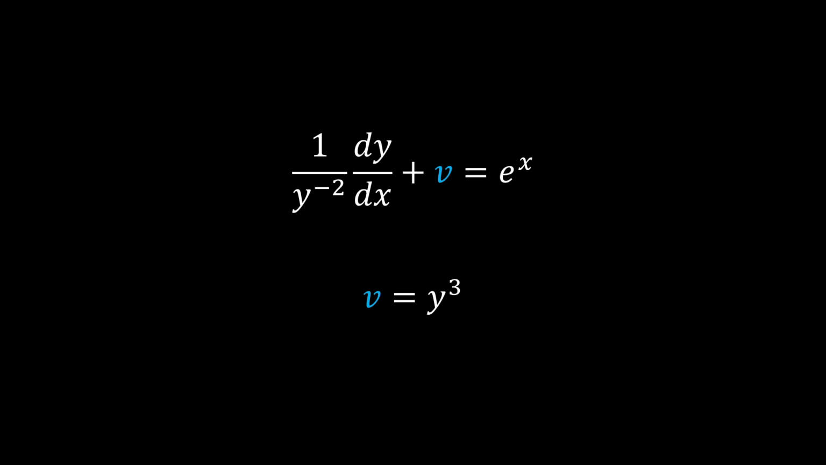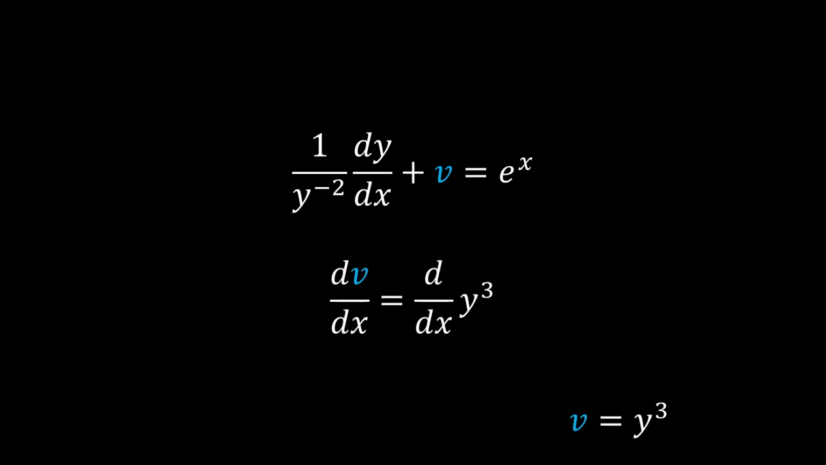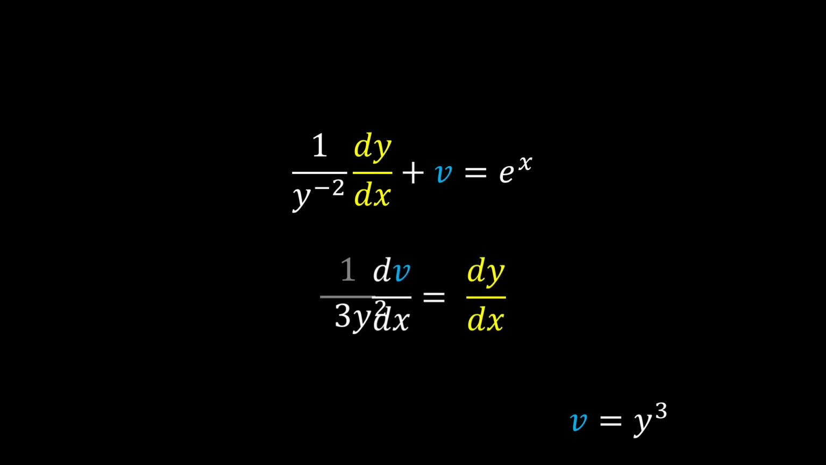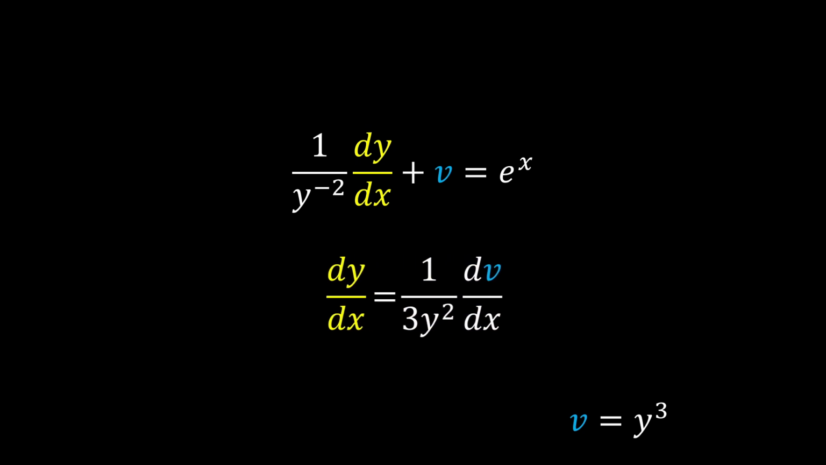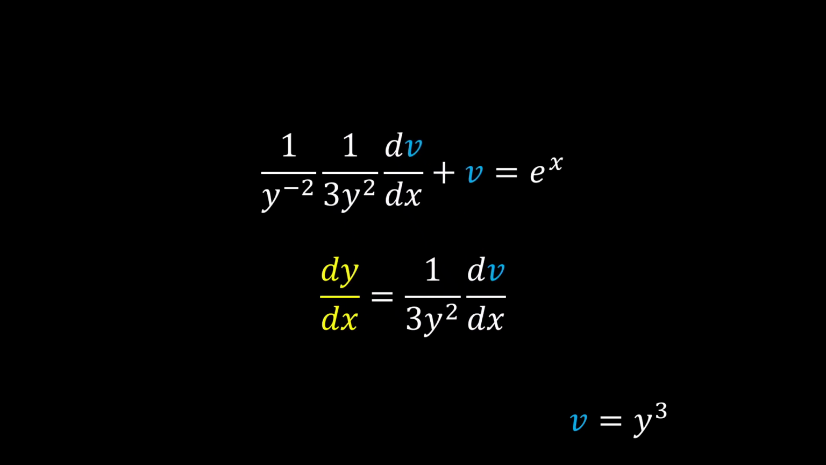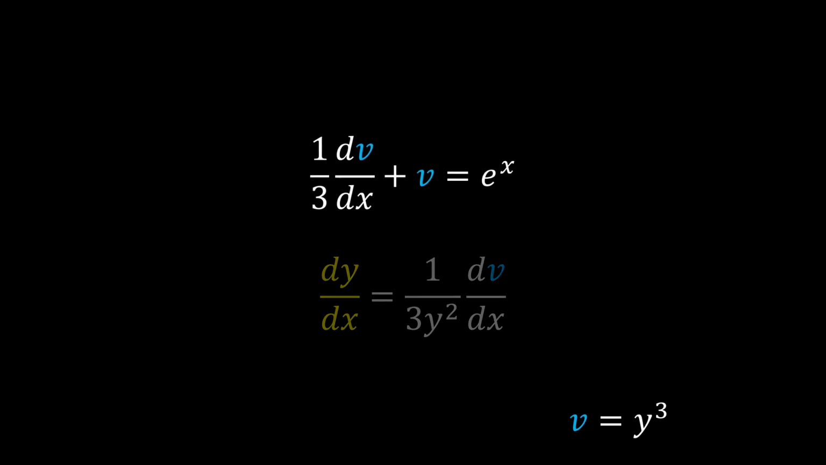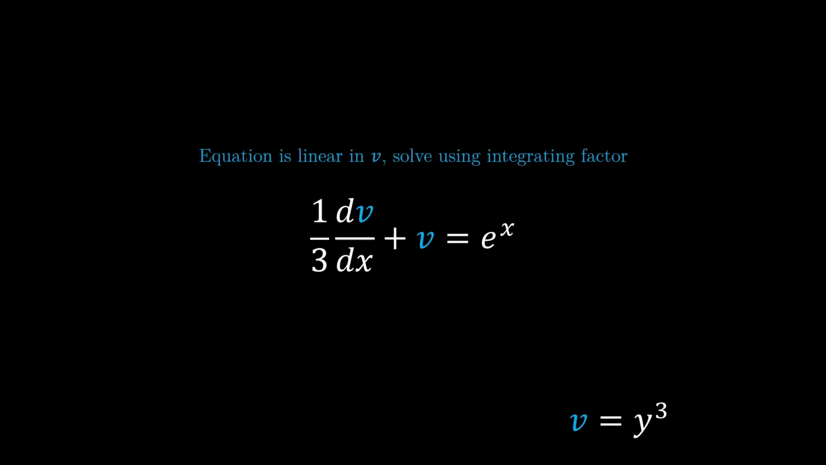We can then focus on transforming the derivative dy dx in terms of v by differentiating v with respect to x and applying chain rule since y is a function of x. After doing this, we can isolate dy dx in terms of dv dx and plug it back into our original equation. After doing this and simplifying, we obtain the following. The resulting equation is linear in v, and so we can solve it using the method of integrating factor.